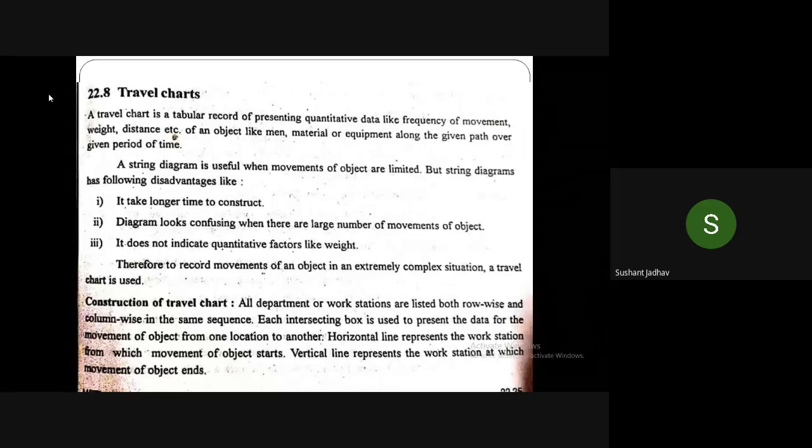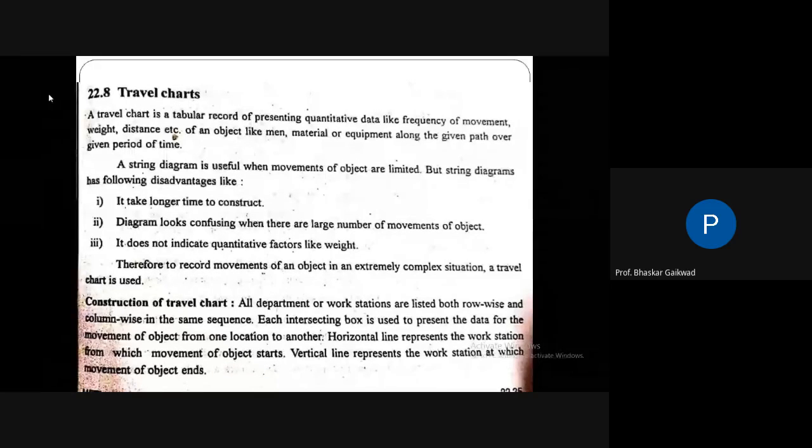Travel charts actually include three parts: frequency of movement, weight, or distance related to our jobs in the shop floors, which is not included in string diagrams and flow diagrams. Here the objective is man, material, or equipment along the given path over the given period of time. A string diagram is useful when movement of jobs is limited. These are the limitations related to the travelling in the shop floors, related to frequency, distance and weight.